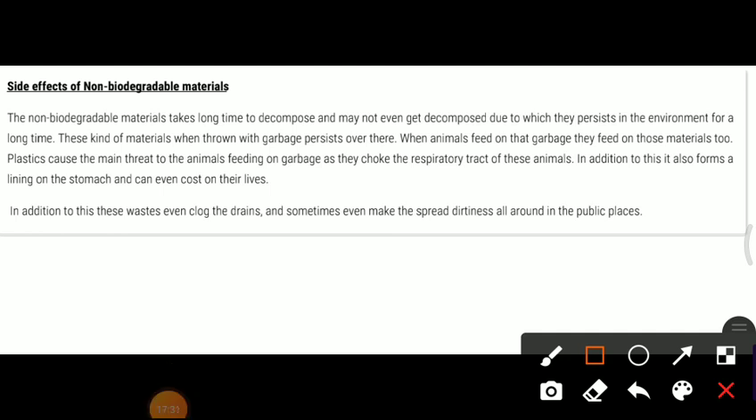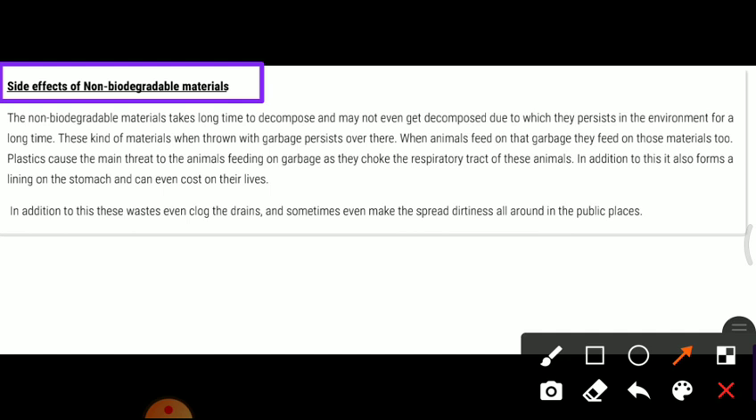Now we will discuss the side effects of non-biodegradable materials. Since plastic takes several years to decompose, it is not environmentally friendly. It causes environmental pollution. Besides, the burning process of synthetic material is quite slow and it does not get completely burnt easily. In the process, it releases lots of poisonous fumes into the atmosphere, causing air pollution.